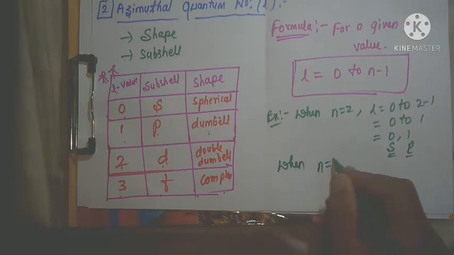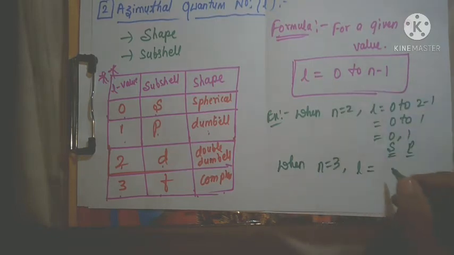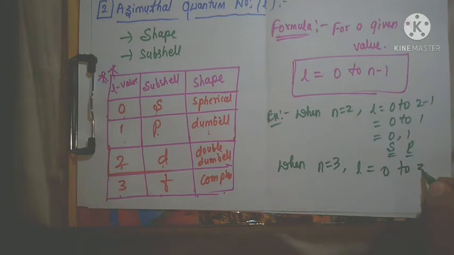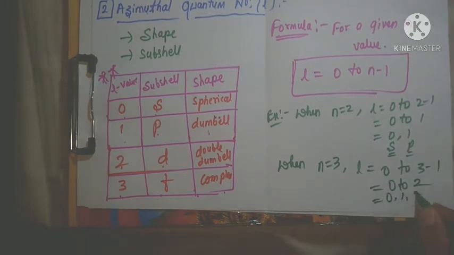When n is equal to 3, l is equal to what? 0 to n minus 1 means 3 minus 1, that is 0 to 2. That is 0, 1, 2. s subshell is possible, p subshell is possible, d subshell is possible. In this way we have to calculate the l value.